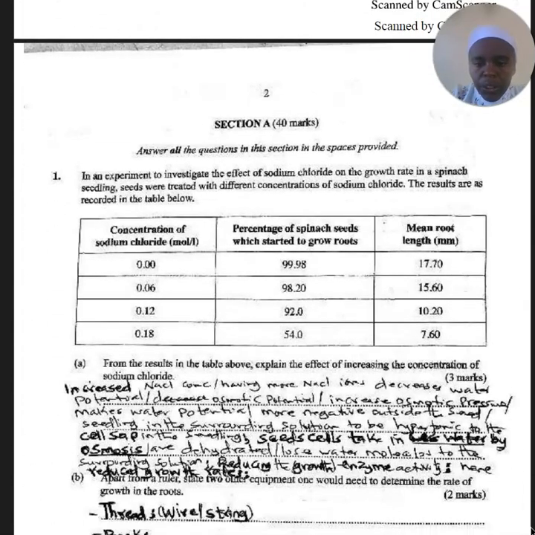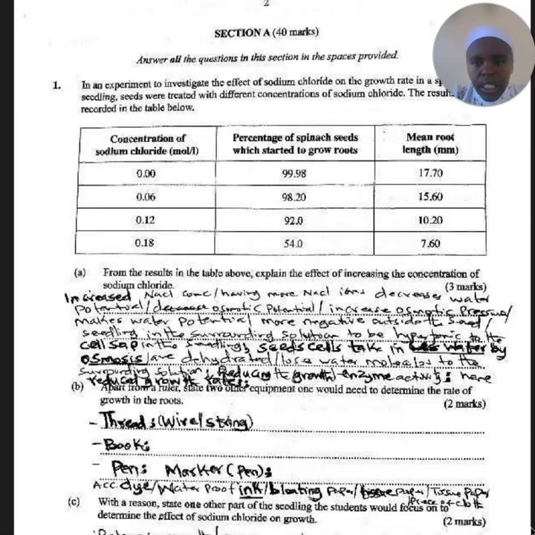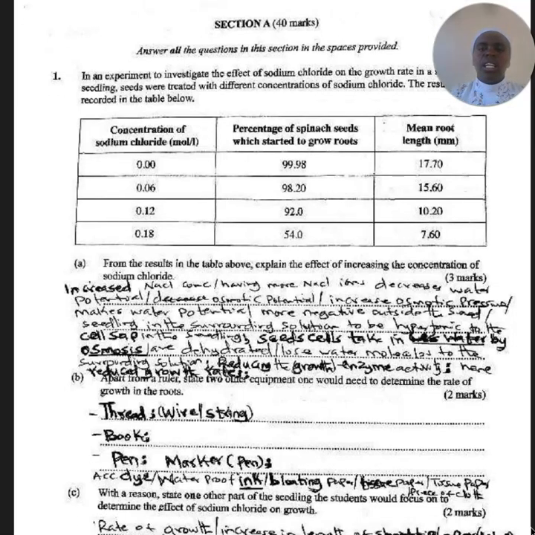Yes, we start with question number 1. You are told, section A, that in an experiment to investigate the effect of sodium chloride on the growth rate in spinach seedlings, the seeds were treated with different concentrations of sodium chloride, and the results are as recorded in that table. So you have a table showing concentration of sodium chloride in moles per liter, the percentage of spinach seeds which started to grow roots, and then the mean root length.